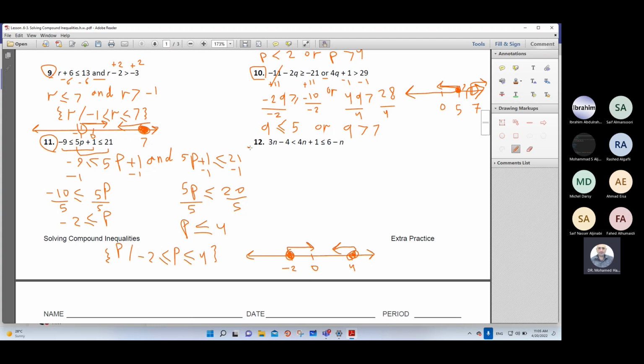Number 12, the same idea. I want from all of you to solve number 12, please. Start, please. Then send me your solution.